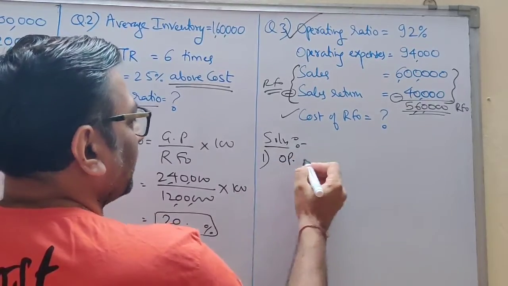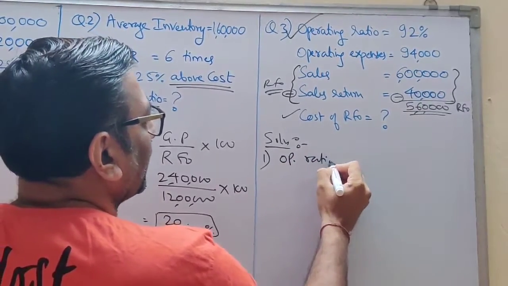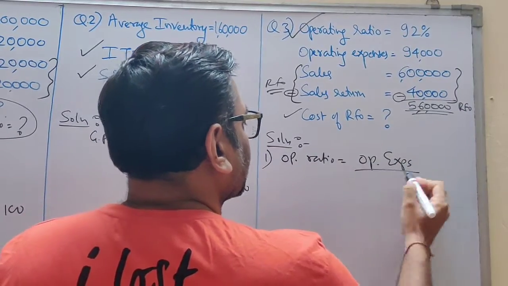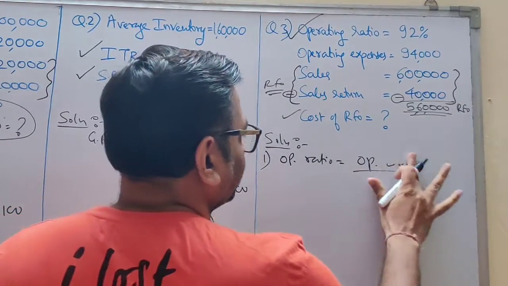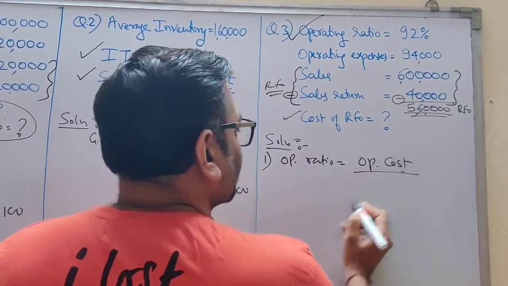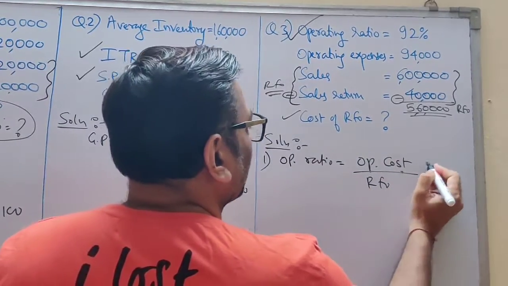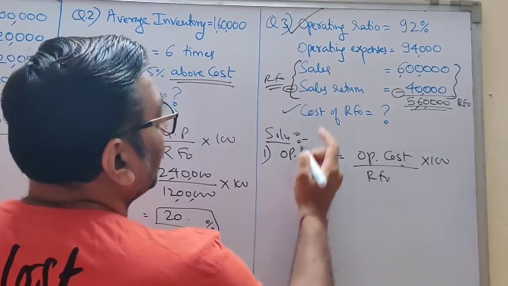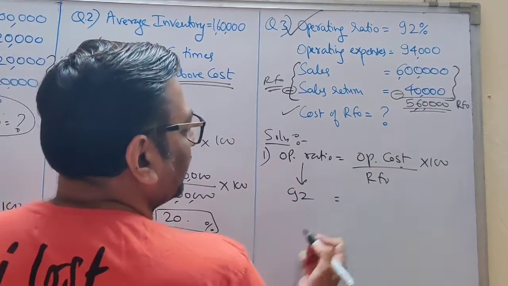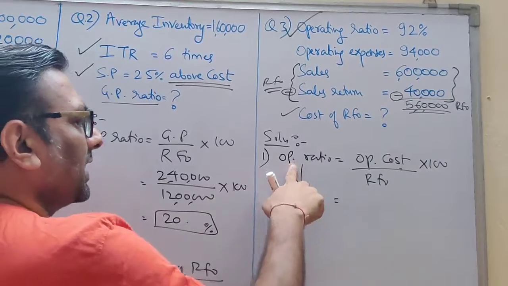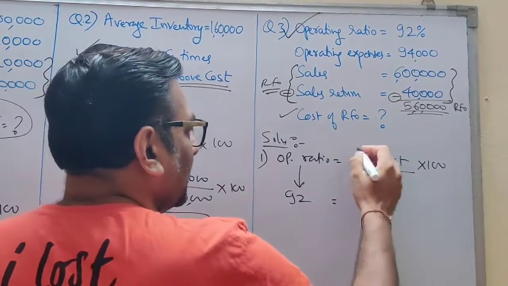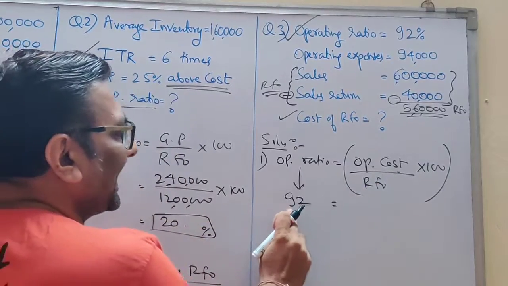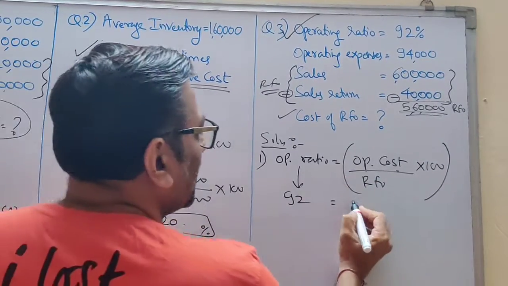First step, operating ratio. What is the formula for operating ratio? Operating cost upon RFO into 100. This is your formula. Operating ratio is given to you, 92%. Don't write percent, student. Your answer is 92. When you solve this, your answer is 92. So don't write 92%, just write 92.